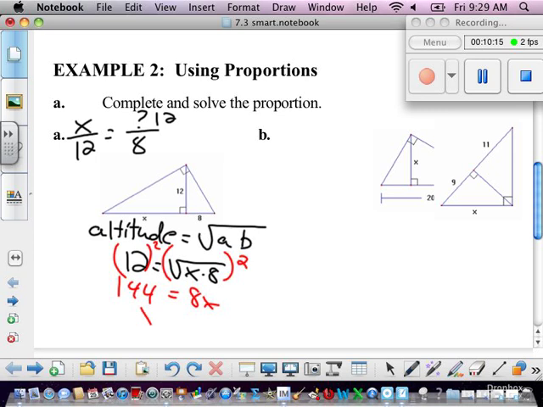Do you want to see the other way to do it where you just cross multiply? You're going to get the same thing. X times 8 is 8x. 12 times 12 is 144. See how it ends up the same thing? This is just a shortcut. You don't have to use it. Okay, let's do B.